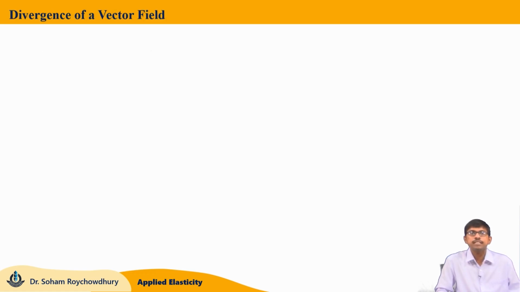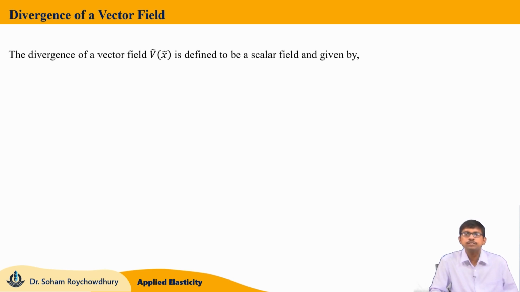Now, coming to the divergence of a vector field. After gradient and trace, now we are going to the divergence of a vector field. Divergence of any vector field V is defined to be a scalar field. Note that when we take the gradient of a vector field, it results in a tensor, so the order is increasing by 1, whereas when we take the divergence of a vector field, it results in a scalar. So, the order is reducing by 1 while taking the divergence operator. I am writing it here as div, this is the divergence operator.